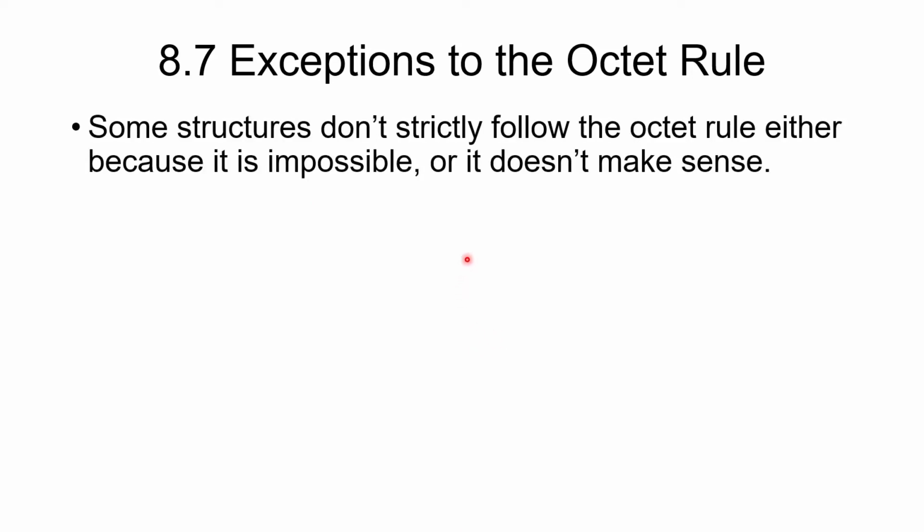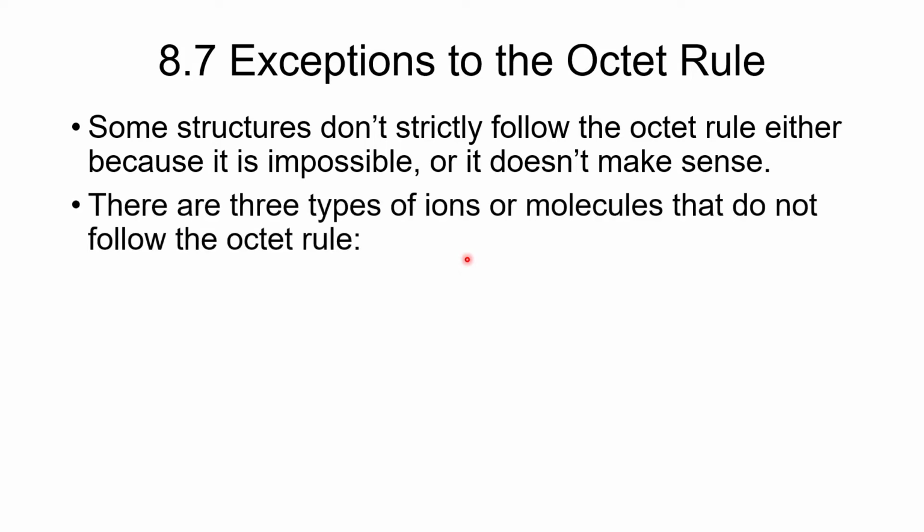Okay, in Chapter 8, Section 7, we want to look at exceptions to the octet rule. We're going to find that some structures just don't strictly follow the octet rule, and it's either because it's impossible to follow the rule or it doesn't make sense to follow the rule. And we want to be able to distinguish between those two scenarios.